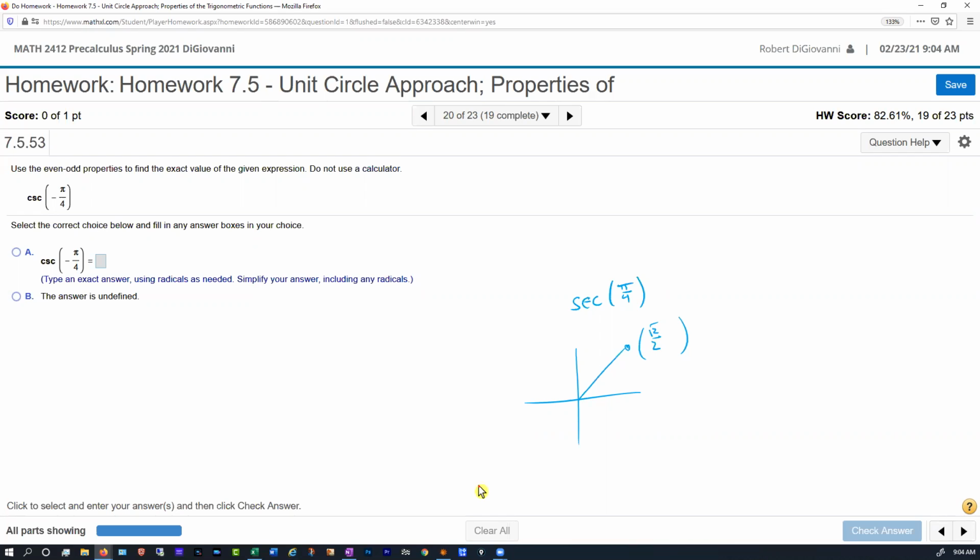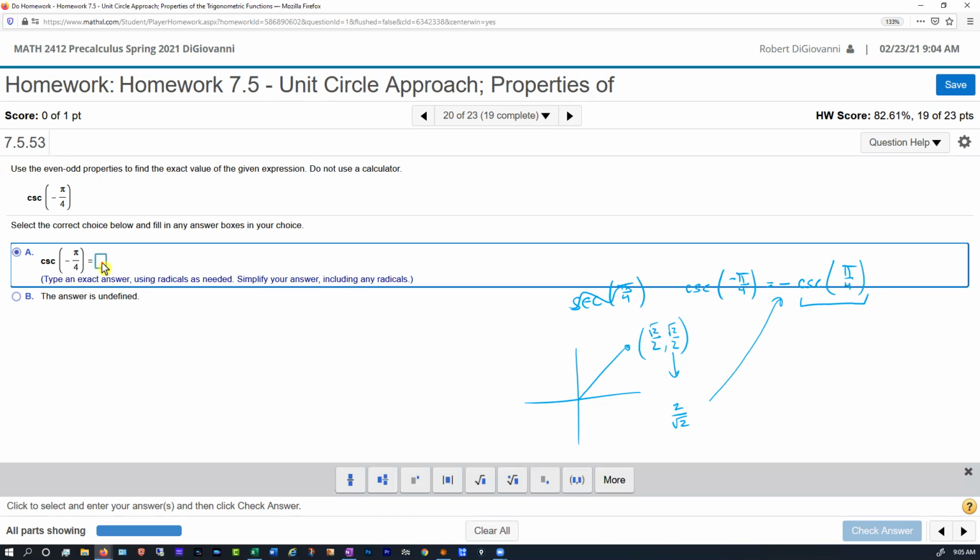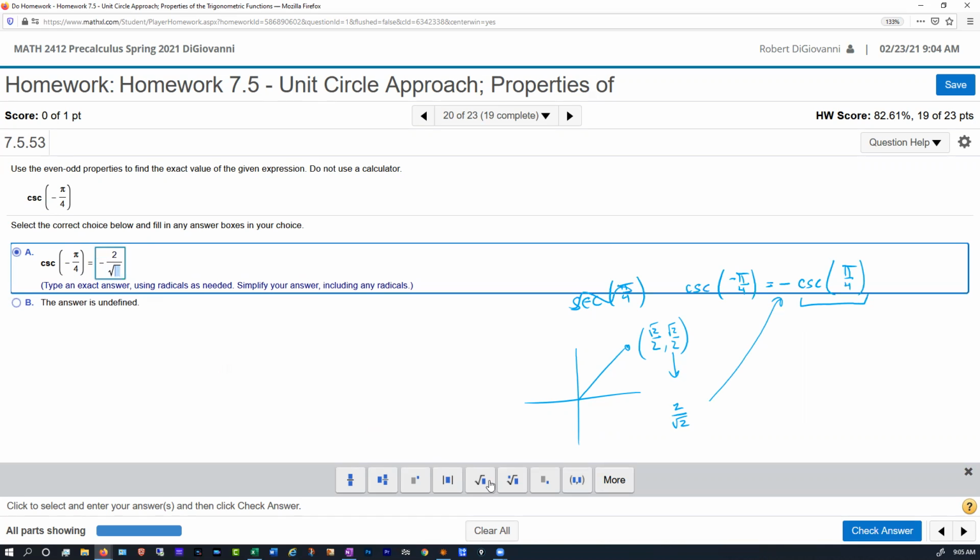Cosecant. All right, so the difference here, we're still at the same angle. So let me put root 2 over 2 here. We're doing cosecant of negative pi over 4, which should be the same as negative cosecant of positive pi over 4. That's because it's odd. Now, cosecant of pi over 4 is just this y-coordinate, but flipped. So it'd be 2 over root 2, but then we have to put that negative in front. So we should get negative 2 over root 2.